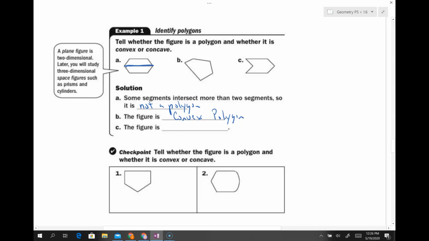Okay. And then C is concave. It's an example of a concave polygon. Okay. All right, 2 examples. Yeah, you could pause it and see if you got it, or just look at them real quick and see if you get them. So yeah, number 1 is a polygon. It is convex.